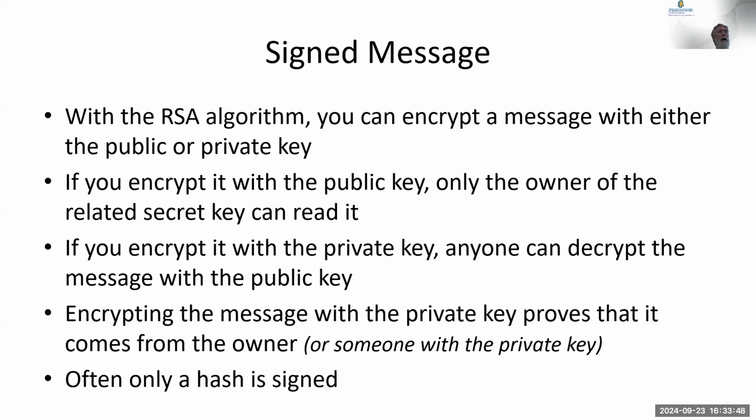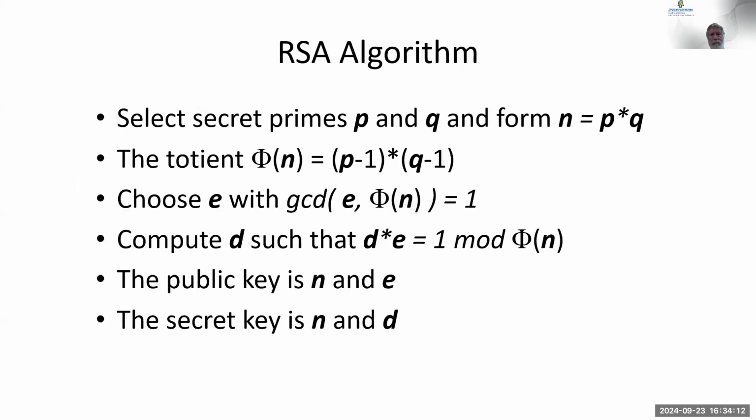If you encrypt something with the public key, then only the person who has the private key can decrypt it. On the other hand, if you encrypt something with the private key, anybody can decrypt it, but as you decrypt it, you know that it came from the person who has the private key. Typically, you only encrypt a hash of the message, not the whole message.